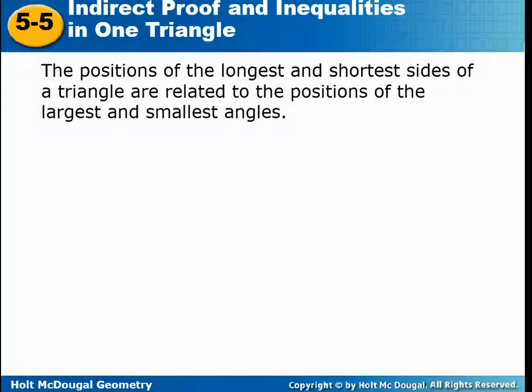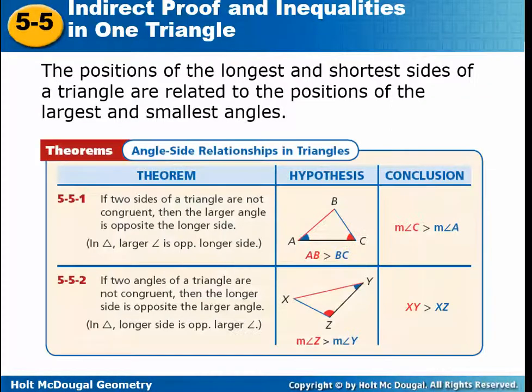Okay, the rest of this section is much easier. The positions of the longest and shortest sides of a triangle are related to the positions of the largest and smallest angles. Let's look at a picture. That means that if we have a side AB that we know is longer than side BC, it's also going to be true that the measure of the angle opposite that long side is going to be greater than the angle opposite the short side. And that kind of makes sense, right? If you have a longer side, the angle opposite will be greater than the angle opposite a small side.